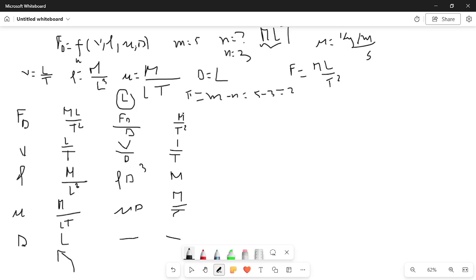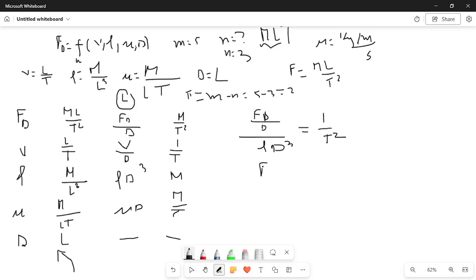Now let's go again to the first one. If you want to cancel M, what do you do? You need to divide by M. Now you have to pay attention. Basically what's happening here, you will be having F over D, everything divided by rho D cubed, to be equal. Remember, you are cancelling M. If you divide by M, you will be having 1 over T square. That's what's happening there.